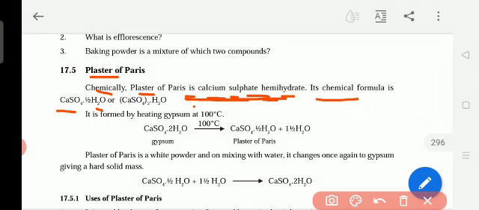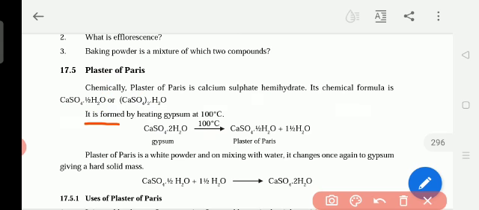H2O, hydrate, water. Hydrated means water. Okay, hemihydrate. Or like this also we can write the formula: CaSO4 twice, full stop, and H2O. Like this also we can write the formula. So this is the formula for the plaster of Paris.